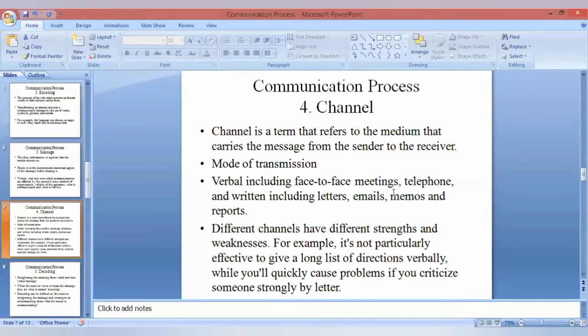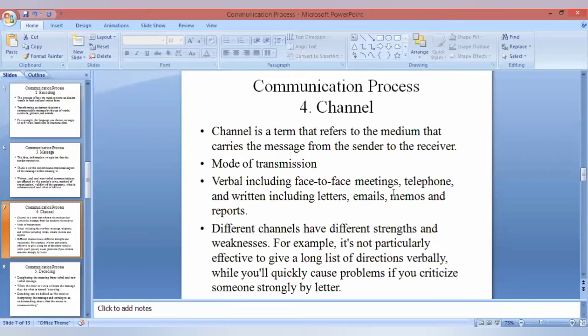There are various channels, like verbal channels. For example, for a verbal message, you use the channel of face-to-face meetings. You can also use the medium of telephone to carry your message from one point to the other. You can also use letters, emails, memorandums, and reports. So these are different channels for transmitting a verbal message, right? And all these different channels have their own strengths and their own weaknesses.